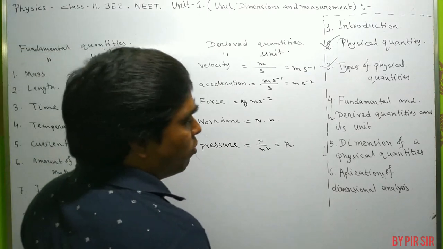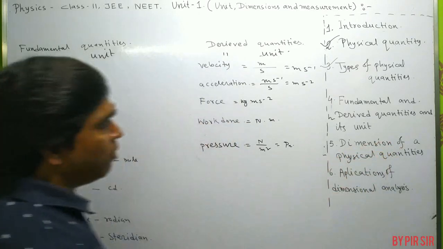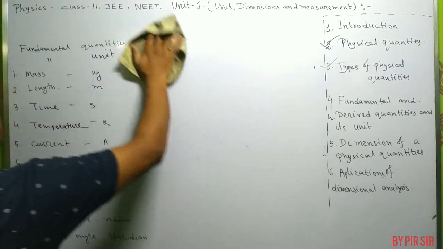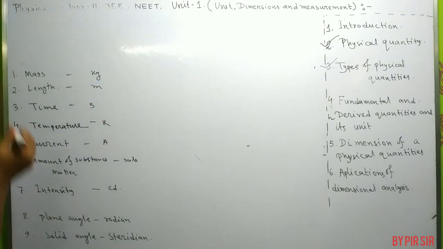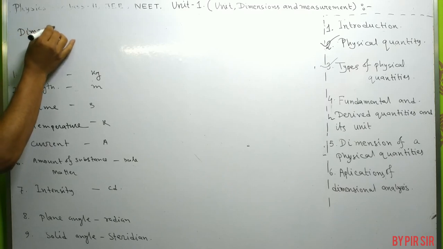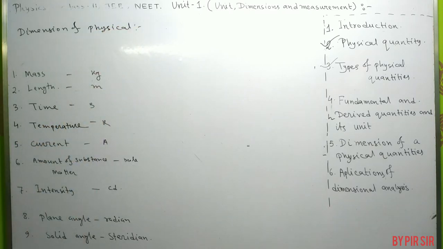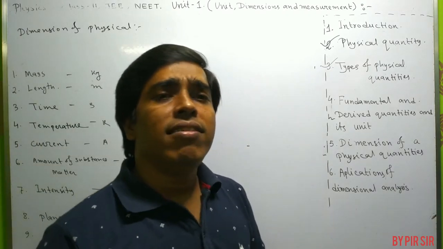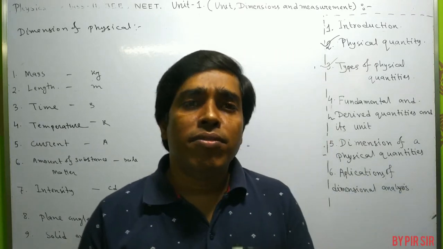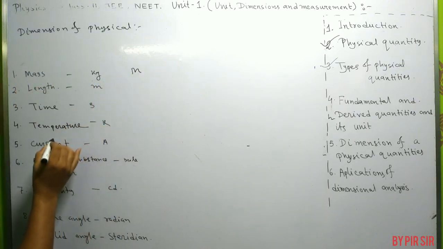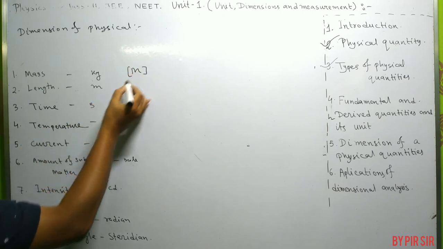Now we have to discuss what the dimension of a physical quantity is. Here we have the fundamental quantities. Dimension is nothing but a symbol of the physical quantity. Here you see that mass is denoted by M. What is the dimension of mass? M is the dimension of mass.